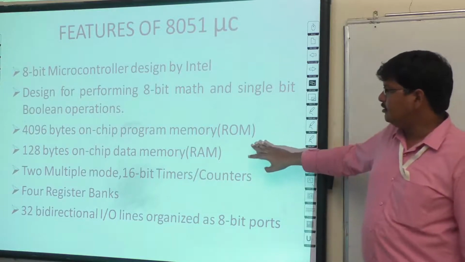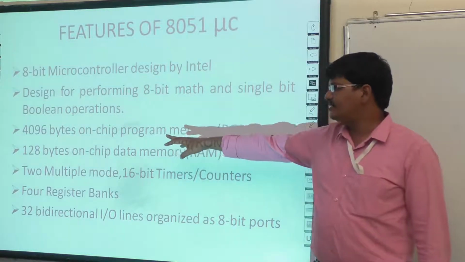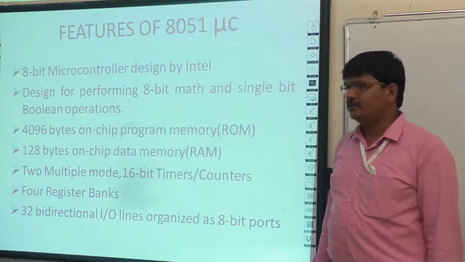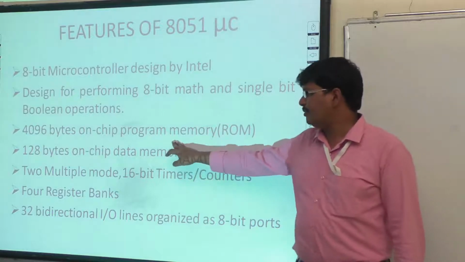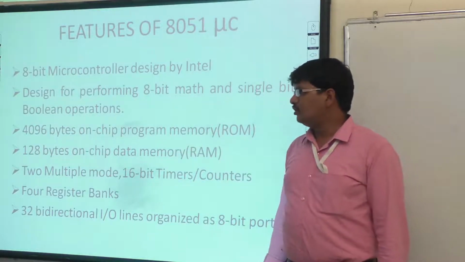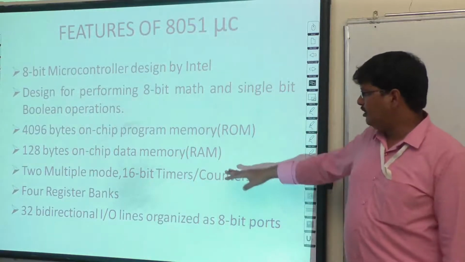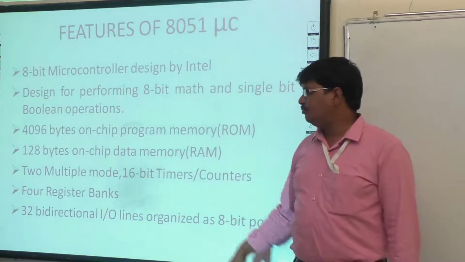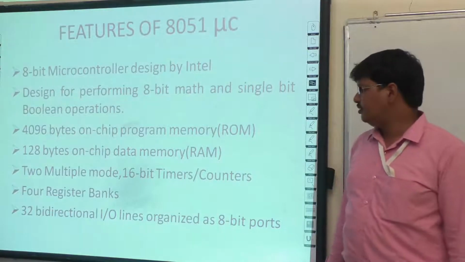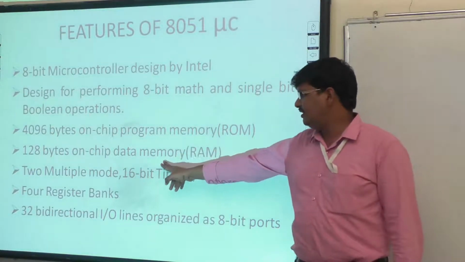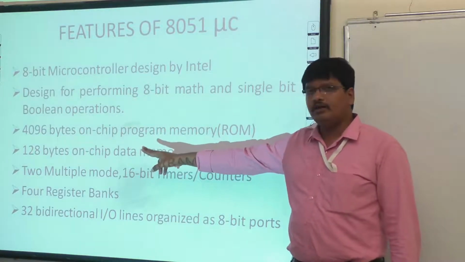So it has inbuilt ROM of 4096 bytes of on-chip programmable memory. ROM refers to program memory. It has 128 bytes of on-chip data memory, which is called RAM, random access memory. So RAM here refers to the data memory. The 8051 has 128 bytes of on-chip RAM.